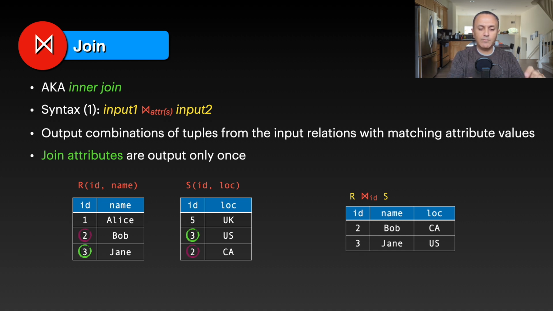For each of them, the ID value appears only once because that's the join column or join attribute. And then we put the rest of the fields from both sides. So we put the name and then the location. So we have ID 2, name Bob, location Canada, and so on. So this is the way that we combine related information coming from different relations.